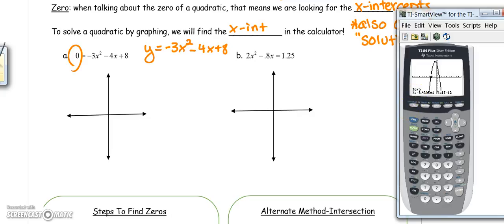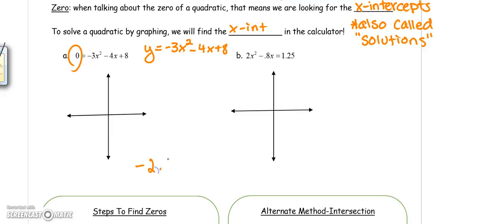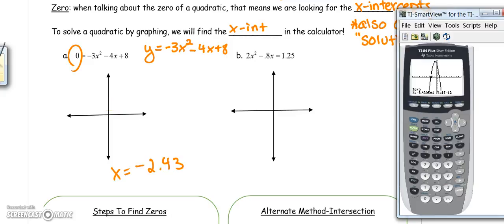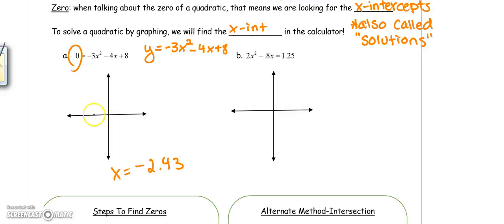We're going to round to 2 decimal places, so negative 2.43. And I'm also going to add a sketch to my paper here. It doesn't have to be super accurate. We just want to make sure it's facing the right way and we have the 0's on the correct side of the y-intercept. So that's negative 2.43, comma 0.